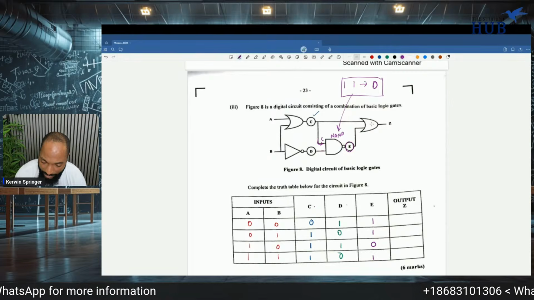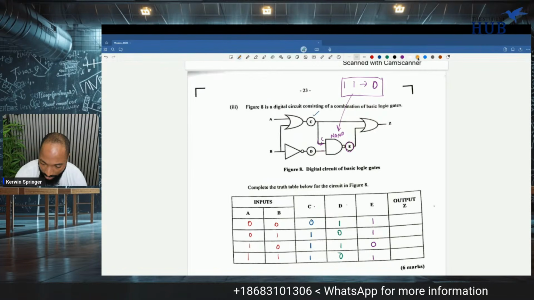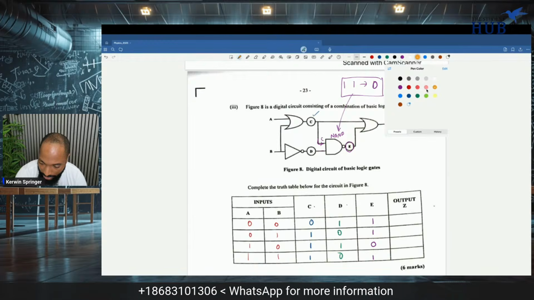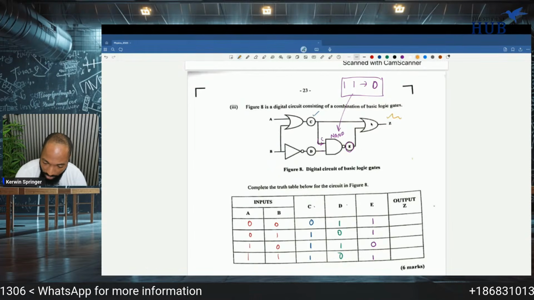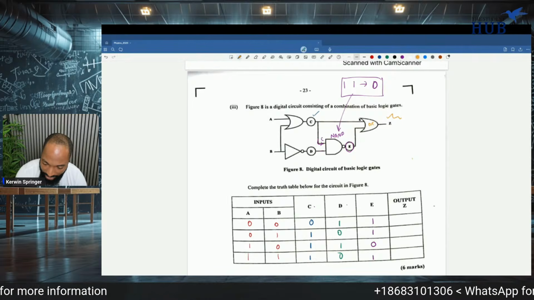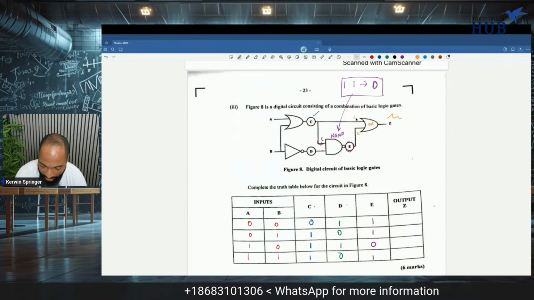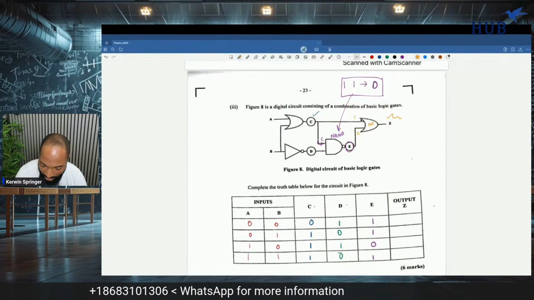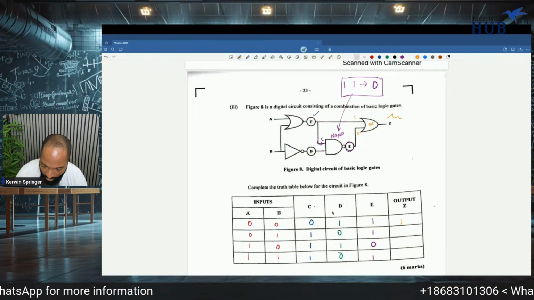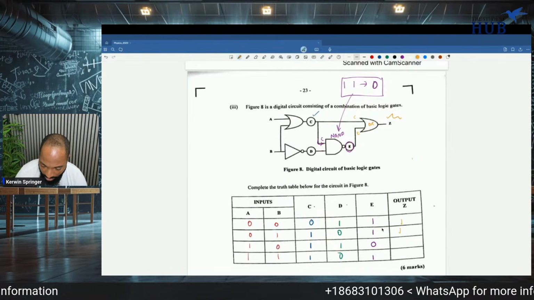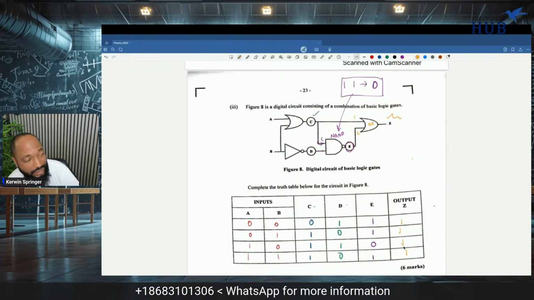And finally, Z is back to being another OR gate. Running out of colors here. So this is our OR gate, and an OR gate gives 1 once you see a 1. And this is working with E and C. So once the OR gate sees a 1, it gives a 1. So this is a useless gate because look how we're going to give 1 for everything. Everybody understand this? Everybody get this?